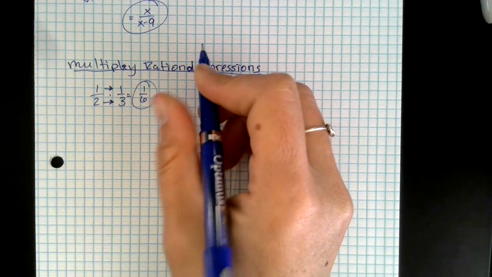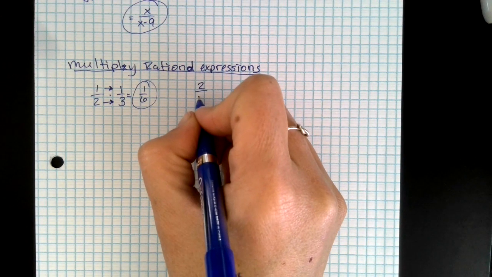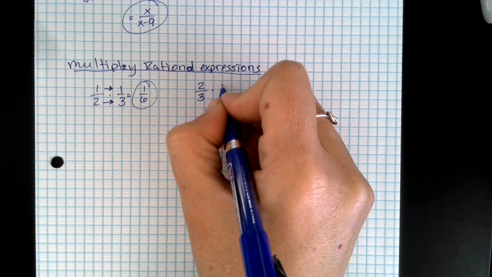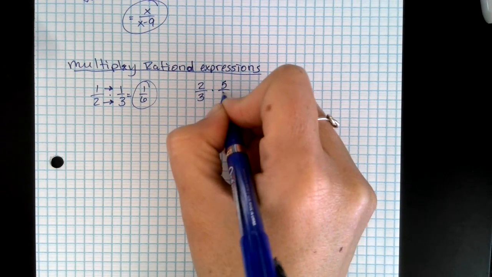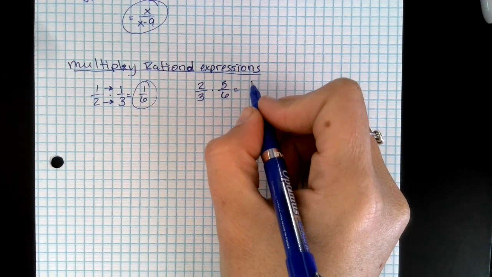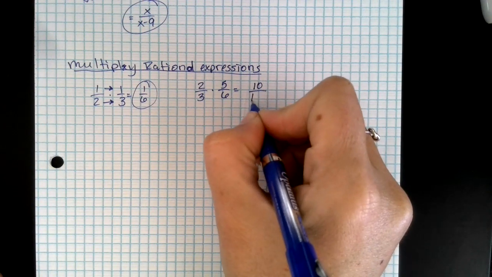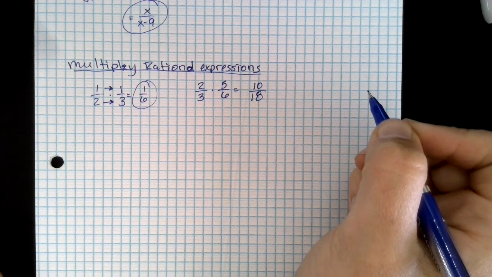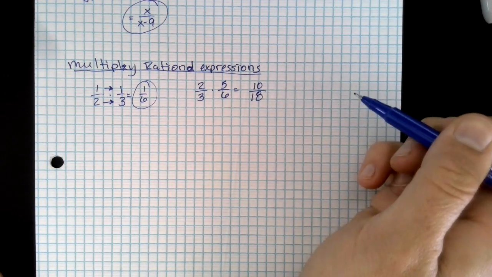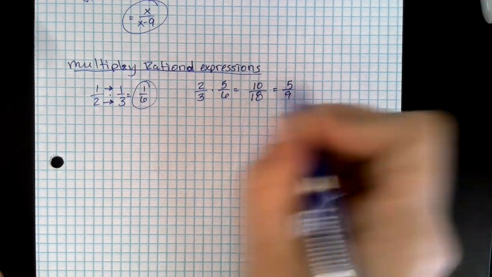So what this might look like, let's say we've got 2/3 times, let's go with 5/6. So what happens here is you could multiply this straight across and call it 10/18, but then you're going to have to simplify. And we know that we can divide both of those by 2, so we end up with 5/9. So that's one way to think of it.